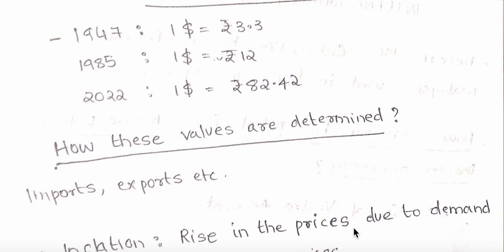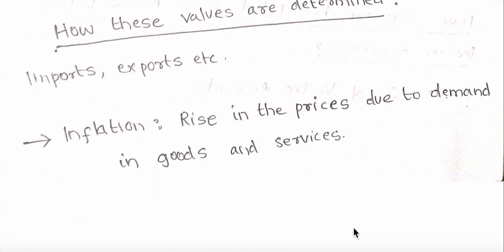Similarly, at the global level also, due to the Russia-Ukraine war, there were disruptions in trade and the demand for petroleum has gone up. When the demand for petroleum goes up, the prices will increase. Thus, there will be a global inflation. What is inflation? When the demand for goods and services increases, the prices also increase. So, there was a global inflation.